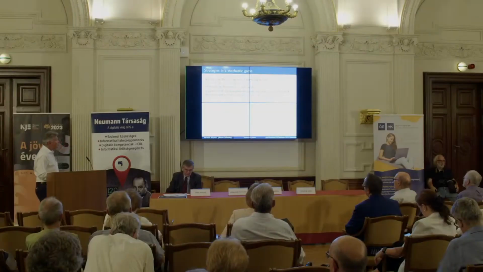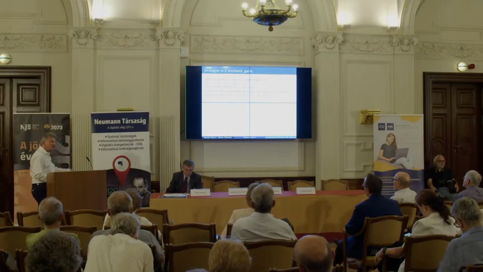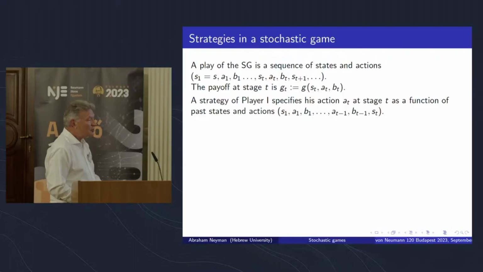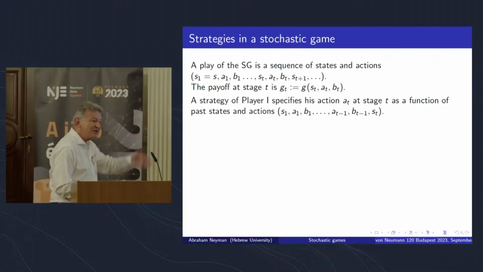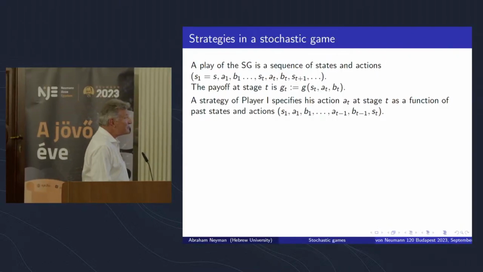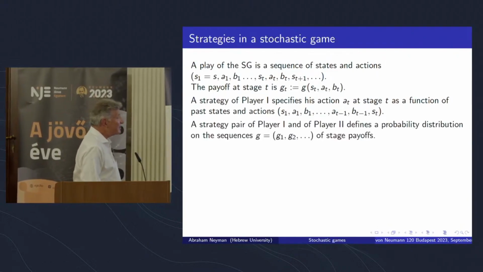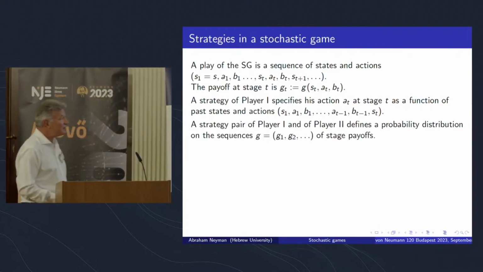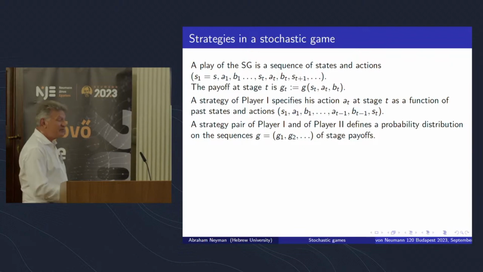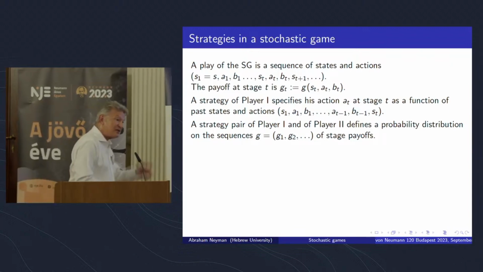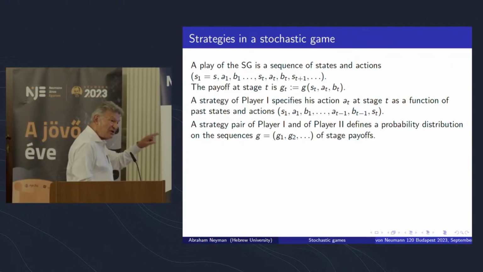So you have the concept of a play of the game, which is the initial state, the actions of the two players, the next state that nature chooses according to some fixed probability. So this is a play. And a strategy specifies, the player specifies the action as a function of everything in the past. So we are looking here at the case that you remember all the past. So you get a sequence of stage payoffs.